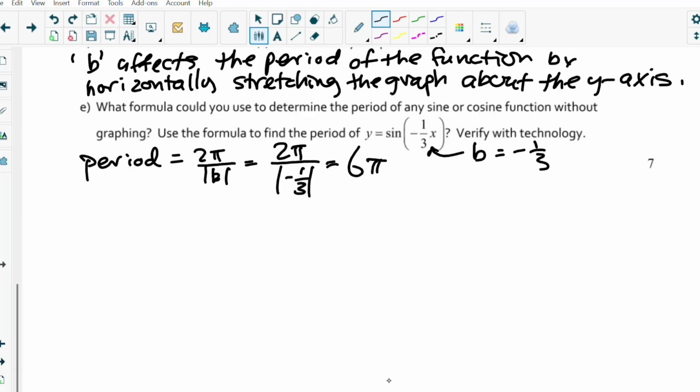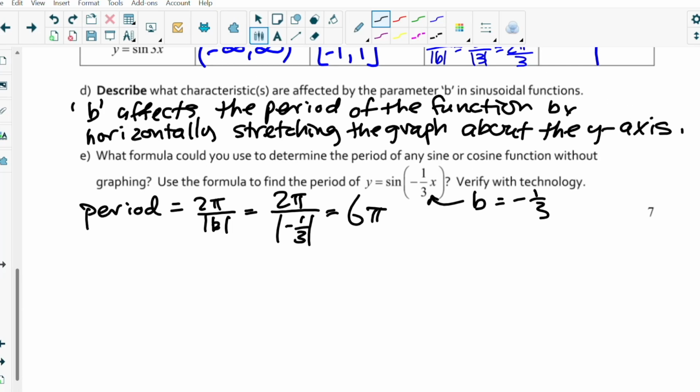Carefully, when you do this on your graphing calculator, make sure you're in radian mode. So I need to change mine. We're going to graph this to verify it. Radian mode, number one. And then graph y equals sine of negative 1/3 x.